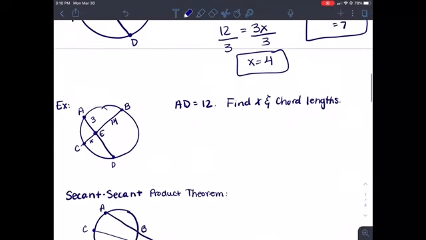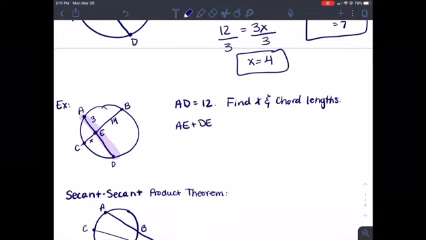Here we have another example. This time they tell us the length of the entire AD is equal to 12. They only tell us the part AE, so AE plus DE equals 12. I know AE is 3, so 3 plus DE equals 12. Minus 3, so DE equals 9.